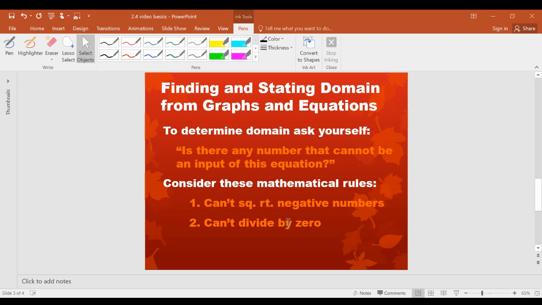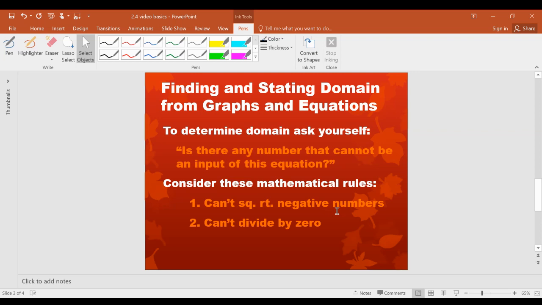There are lots of reasons why a number would not be an allowable input into a function. We're going to look at others later on over the course of the year, but the two that I expect you to be familiar with from Algebra 2 are these two mathematical rules. Number one, we can't square root a negative number. That would give us an imaginary output.